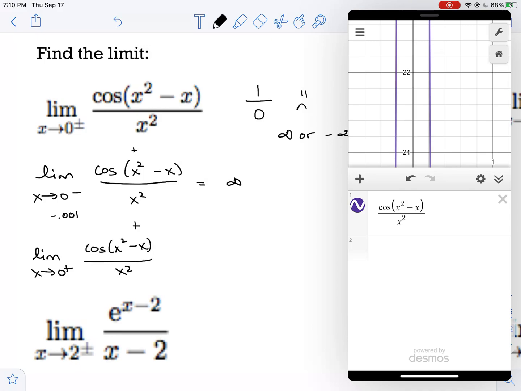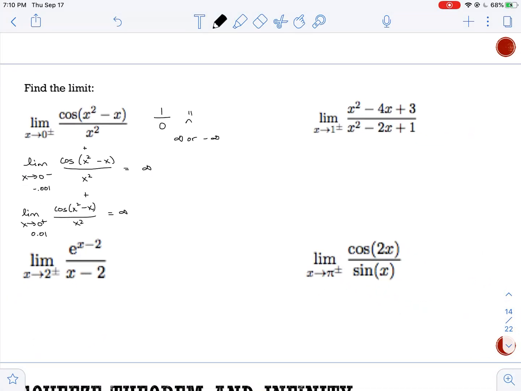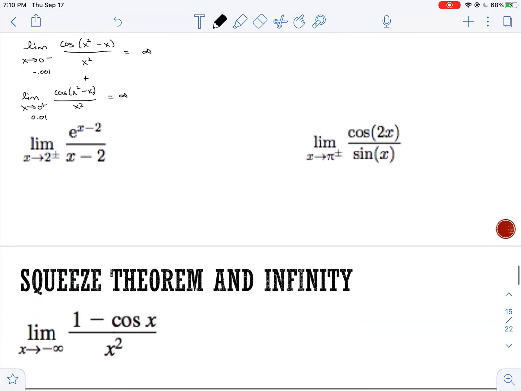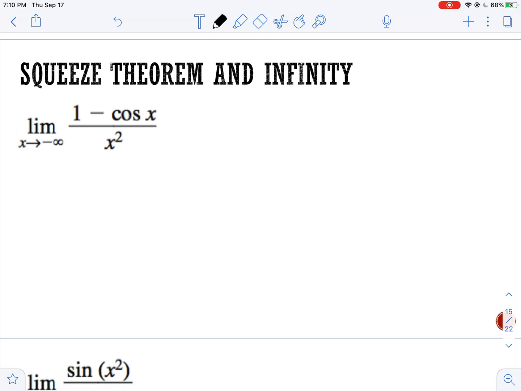So the limit as x goes to 0 on the right-hand side of cosine of x squared minus x over x squared would also be positive infinity, or you could plug in an answer a little bit bigger than 0, so like 0.01, to see what happens. All right, so you guys go ahead and think through the next three, either using Desmos or the idea of using a number a little bit bigger or smaller than 1, or a little bit bigger or smaller than pi or 2, and you guys can check your work against the finished notes from class today.